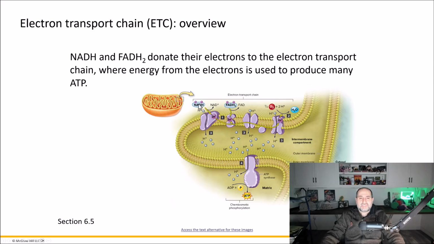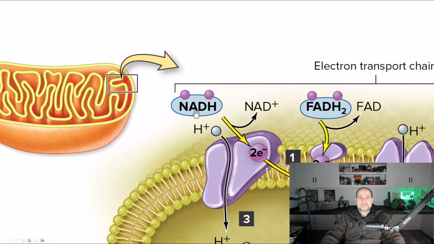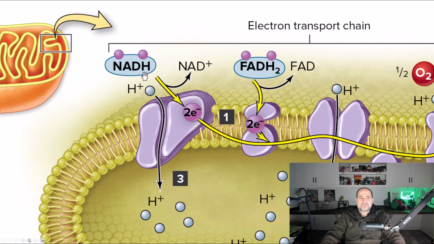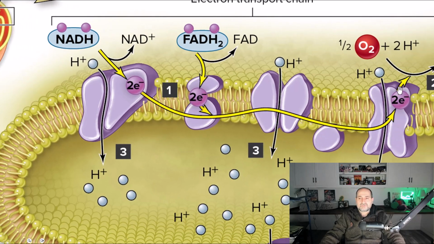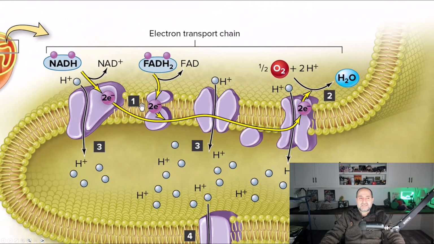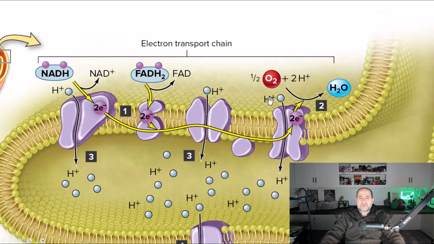I need you to know that all of those NADH from the previous stages come here, and I need you to know that NADH drops off its electrons at complex 1, while FADH2 drops off its electrons at complex 2 of the electron transport chain. And you should know that the electrons travel through the electron transport chain where they are picked up by the terminal or final electron acceptor called oxygen.